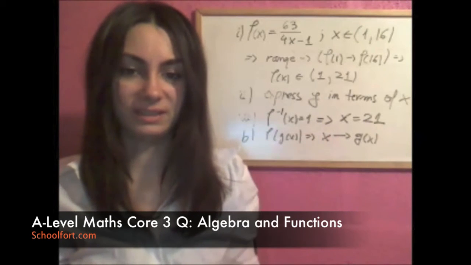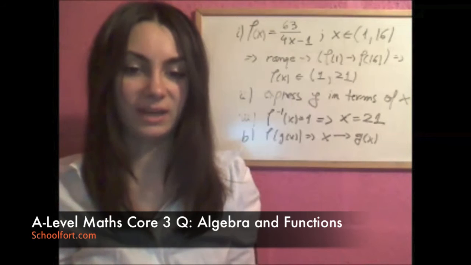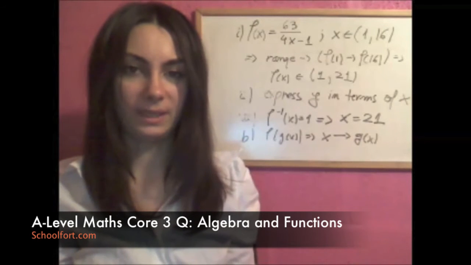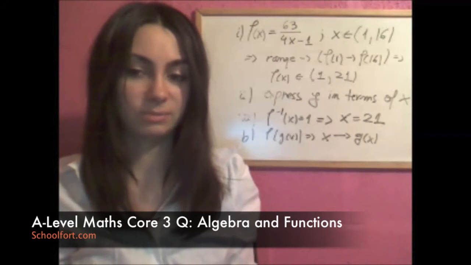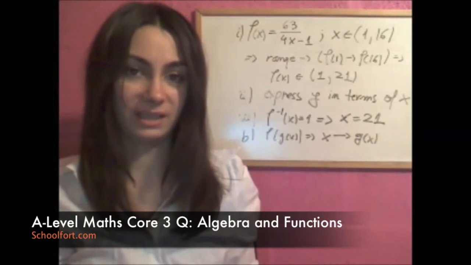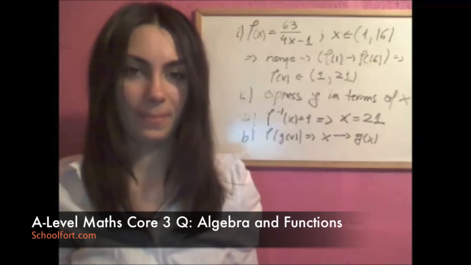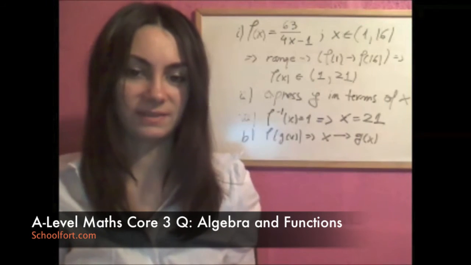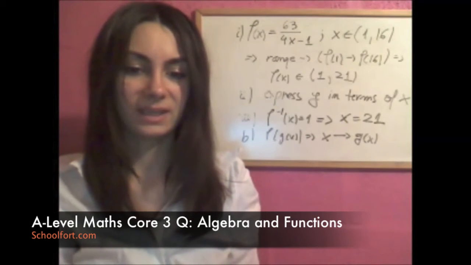Now we multiply x by 4y minus 1, which is equal to 63. And then we take out y in terms of x. So y gives 63 divided by x, plus 1, all divided by 4. Now to find the inverse function, we just replace y by f to the power of minus 1 of x. So f to the power of minus 1, the inverse function, is (63 divided by x plus 1) all divided by 4.